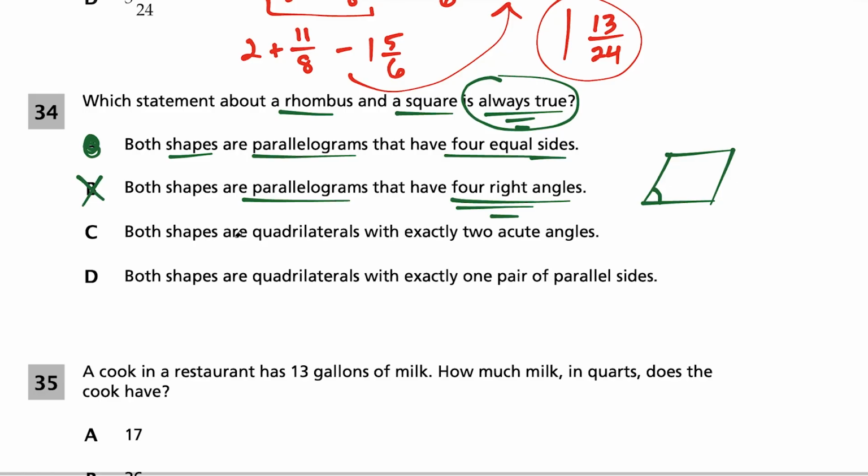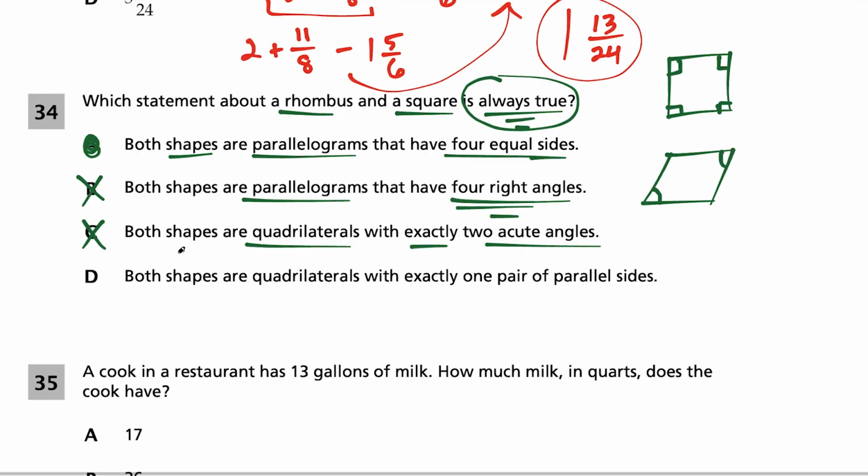Now we have next, both shapes are quadrilaterals. That's true because they both have 4 sides, with exactly 2 acute angles. This is not true. Yes, the one that I drew for the rhombus has 2 acute angles, but a square has no acute angles. Okay, it has 4 right angles, and right angles are neither acute nor obtuse. Okay, so the square will contradict or make choice C not true.